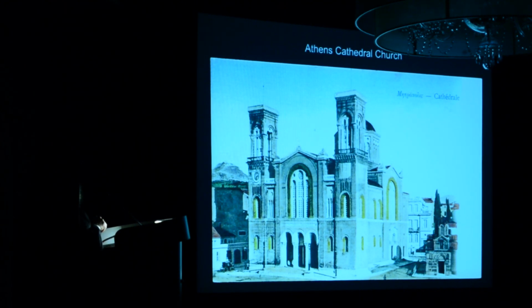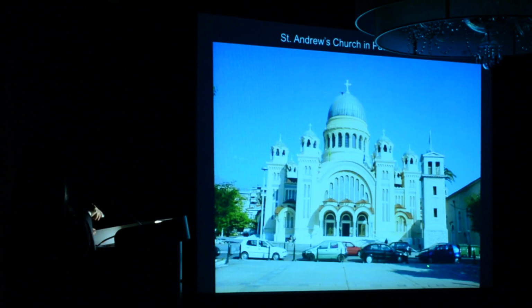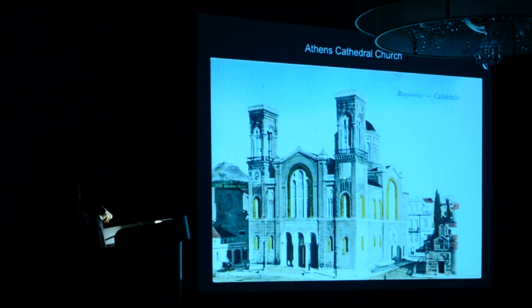And this is now the Cathedral of Athens, and next to it is the church we saw. Now, no, go back please. The Cathedral of Athens was built at the end of the 19th century, 1800 something, and it follows a typical way. In essence, it is a sort of basilica with no elaborate dome, but always with these two bell towers that are typical in the front.